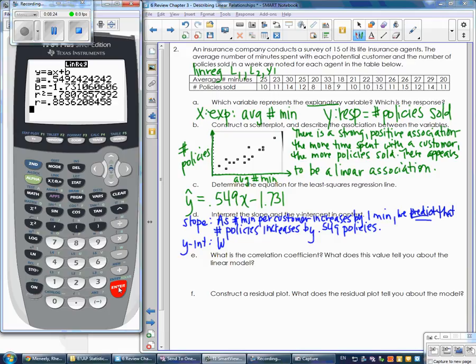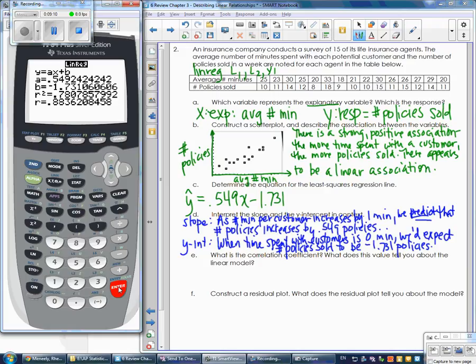So when the time spent with customers is 0, we'd expect the number of policies sold to be negative 1.731. And this illustrates something that we talked about earlier about extrapolation. Extrapolation occurs when you're trying to make a prediction that goes too far beyond the data that you've collected. And oftentimes you're going to find that with the y-intercept.